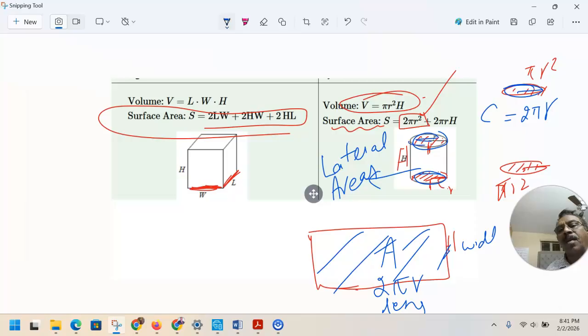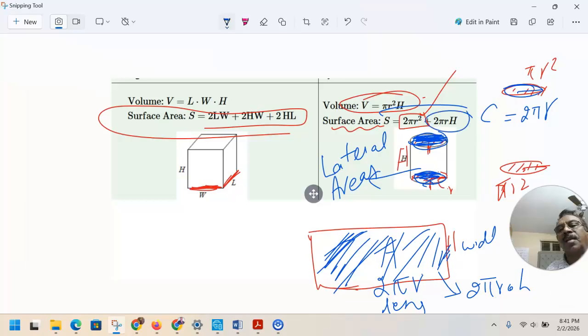So you have two bases, which is 2 pi r square, this and this, and there is this piece, which is a rectangle. When you multiply, this is 2 pi r times h. So you have this answer right here. Let's see how we can use this.